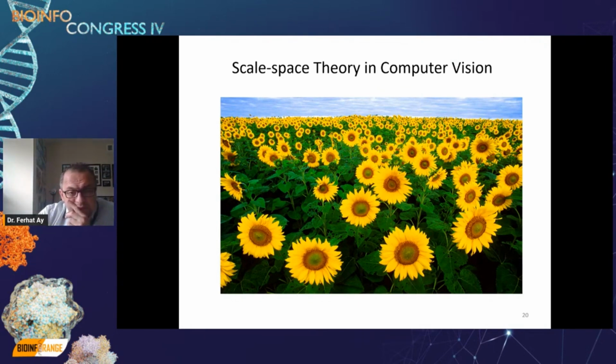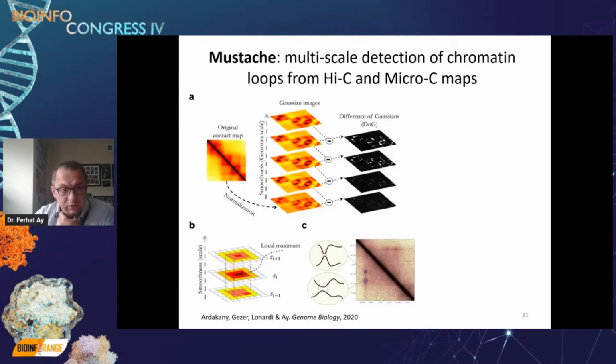When you look at it, if you wanted to write an image processing algorithm that detects sunflowers accurately, it is going to have to deal with the scale issue, right? Something all the way in the back is a sunflower and something all the way in the front is a sunflower, but they're of very different scales. The theory in computer vision that deals with this is called scale space theory. Essentially, I will show you in the contact maps, it takes an original map, an original image, and smooths it with different Gaussian parameters. So it creates a set of images that are smoothed to different extents.